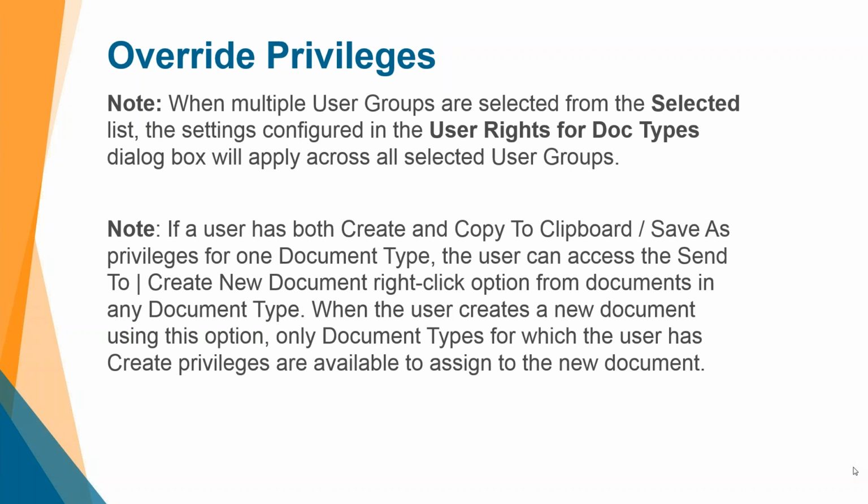So when they right-click, create, or right-click, send to new document, they'll only be able to pick the document types they've been assigned to. Exactly.